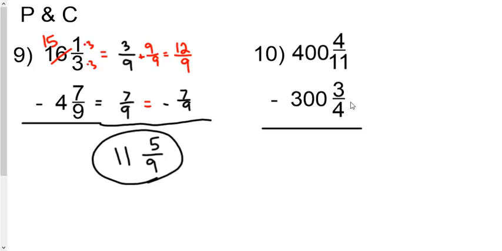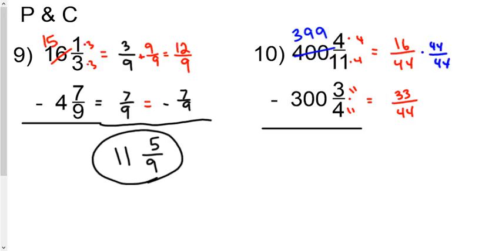Okay, let's make this one into common denominators. This is going to be 16 over 44. This is going to be 33 over 44. And that's when we see we've got the issue. So let's borrow 1. So we can add the 1 onto this one, and we get 60 over 44. Let's bring this on over so now we can subtract vertically.